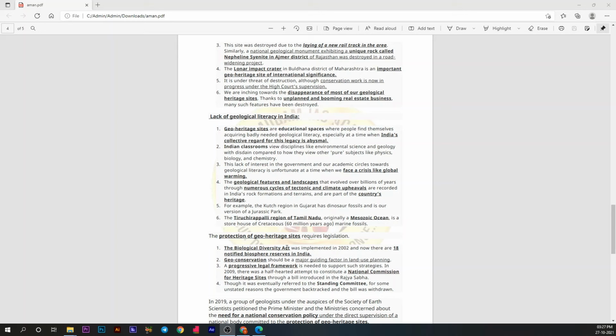The Tiruchirappalli region of Tamil Nadu, which we call Tiruchi in short form, was originally a Mesozoic ocean. The Mesozoic era is about 16 million years ago. And you have to know what the Mesozoic ocean is. What is the Mesozoic era here?